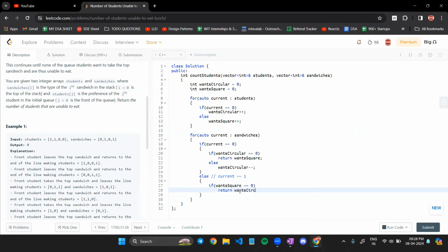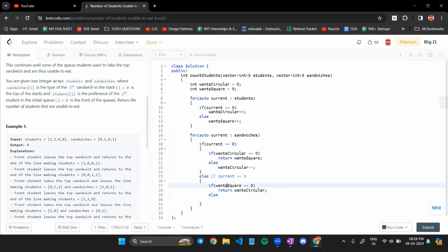Now, why are we returning one circular? We are returning one circular because all these students wanted a circular sandwich, but they won't be able to get the circular sandwich because at the top we have a square sandwich and no one wants a square sandwich, correct? So all the remaining students who wanted a circular sandwich won't be able to get it, correct? Now else what could be the case?